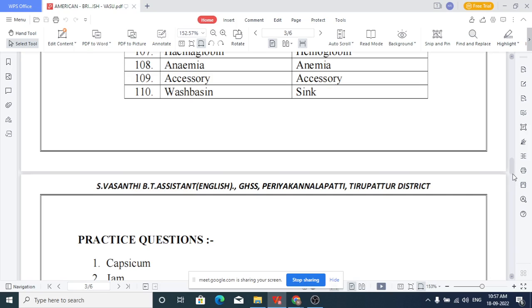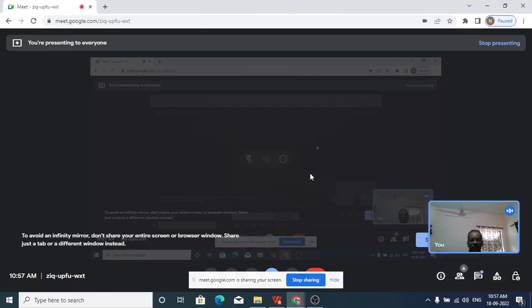Accessory. I think the spelling has to be different. Wash basin we call sink. Here we use both. We use wash basin, and sink is also used. Okay, right. So these are something which I wanted. Still some more are there. Maybe in the next class we'll say. Now we'll go to the class.